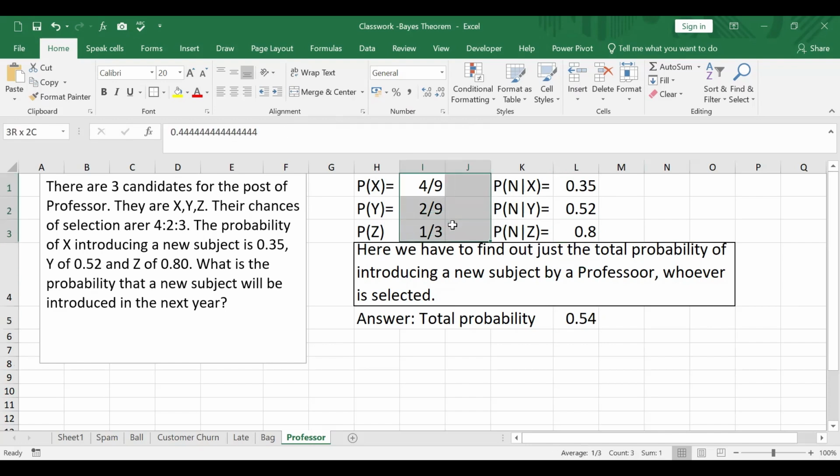It is nothing but the sum product of this column with this one, which means 4 by 9 multiplied by 0.35, plus 2 by 9 multiplied by 0.52, plus 1 by 3 multiplied by 0.8. The same thing can be obtained by using sum product. So there is a 54% probability that a new subject will be introduced next year. It could be from X, it could be from Y, it could be from Z, whoever is selected. This is how you solve Bayes theorem problems.